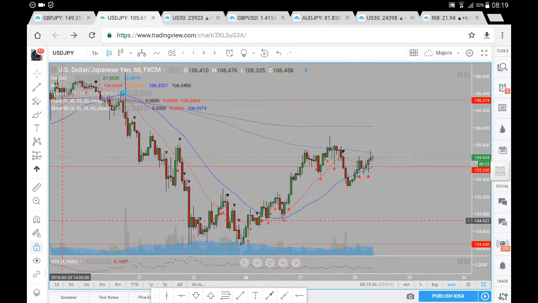So this is US dollar Japanese yen analysis for Wednesday, the 28th of March. Now, let's just have a look at what happened with prices and where prices may likely go.